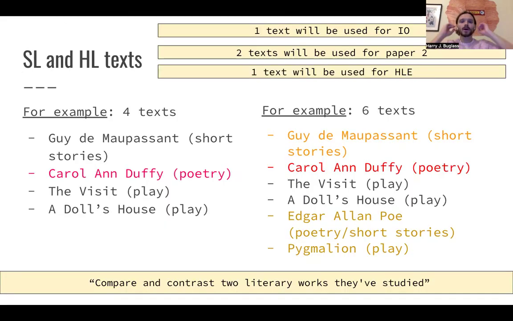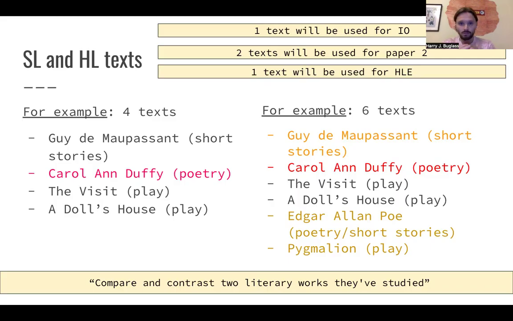So now we are going to examine, just before we finish, the standard level and high level texts, how you are likely to start applying your works that you have reviewed and revise for paper two. So I've coloured in red Carol Ann Duffy poetry for both standard level and higher level. Standard level is on the left, 4 texts. Higher level is on the right, 6 texts.